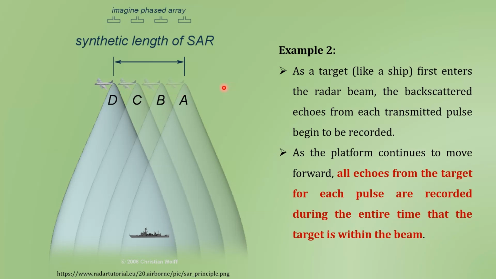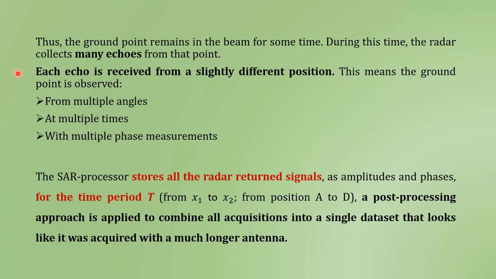So, in this example, A is the first point where this target was observed, and D is the last point where the observation related to this target was made. So, in both the examples, the target or the ground point remains in the beam for some duration, and during this duration, the radar collects many echoes from that target. Each echo is received from a slightly different position. It means the ground point or the target is observed from multiple angles, at multiple times, and with multiple phase measurements.